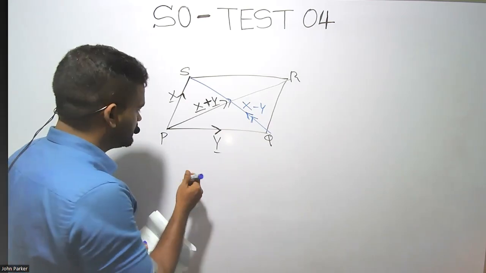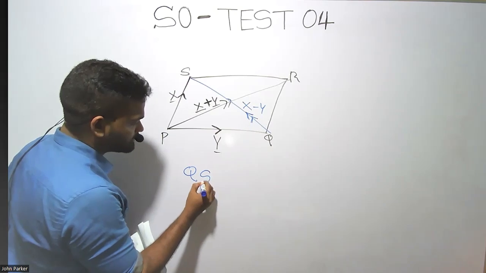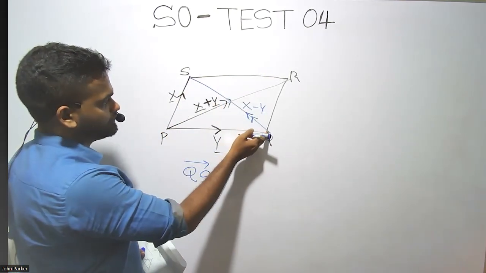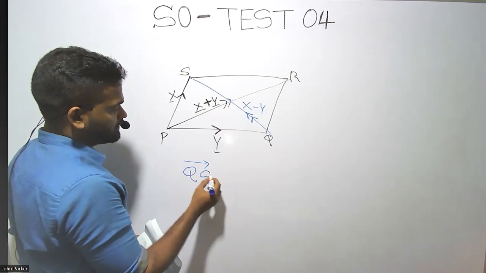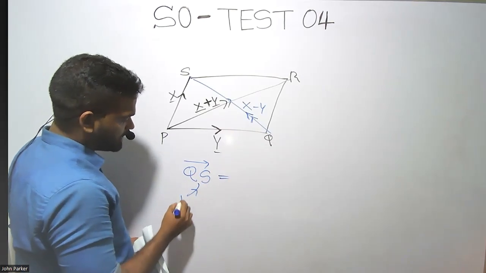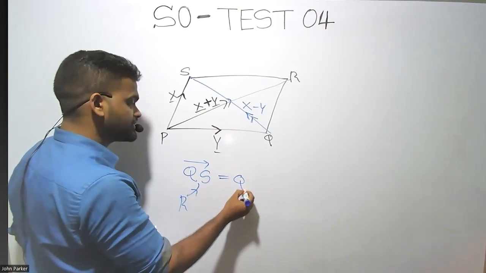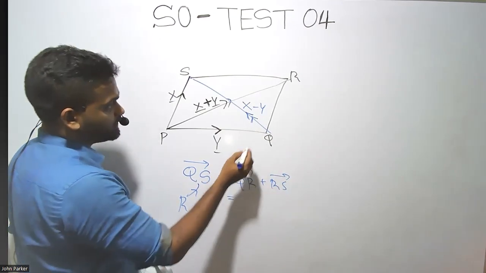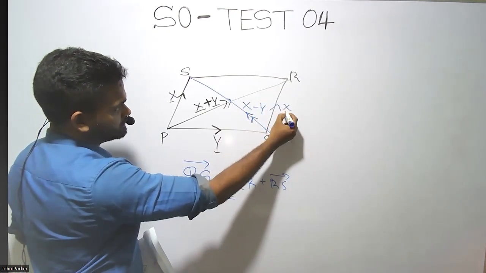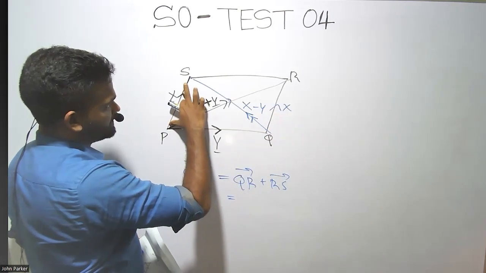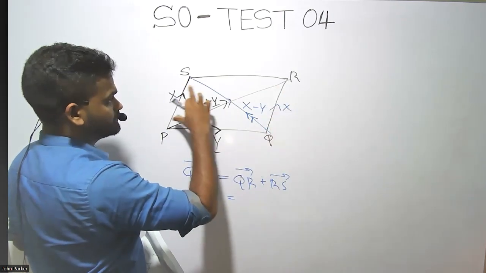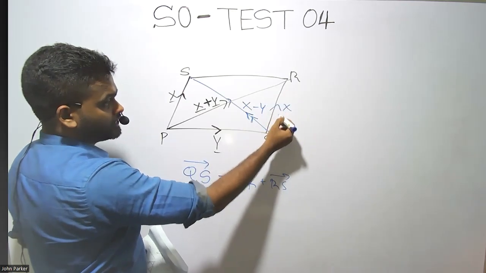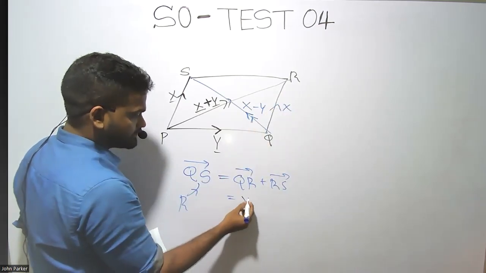Let's say you need to find QS. X plus Y, you already know that, right? What I need to find is QS. Okay, QS you can find, just apply an R in between. So this becomes QR plus RS. So what is QR? You can make a parallel vector here, right? So this also can be considered as X. So QR is just equal to X.